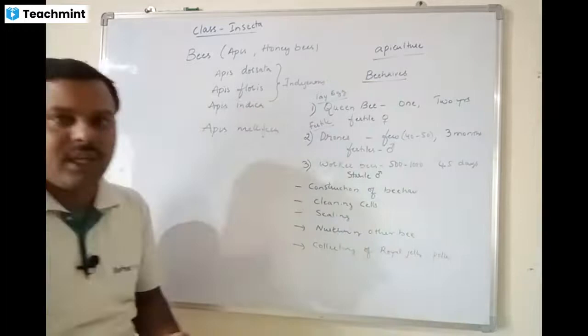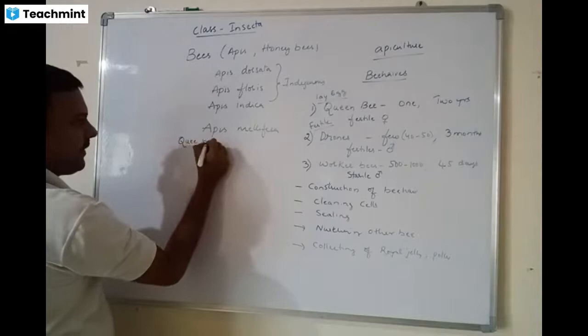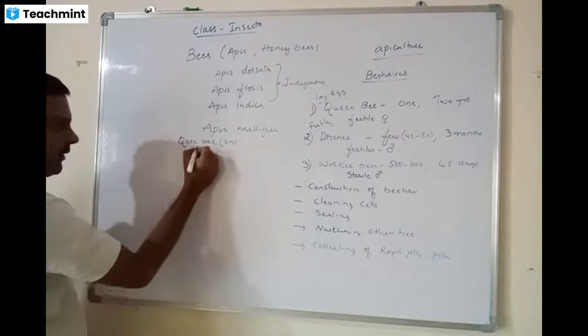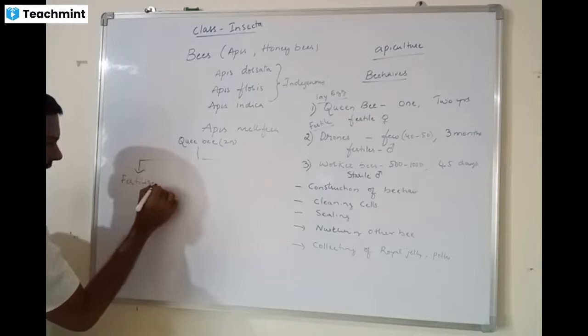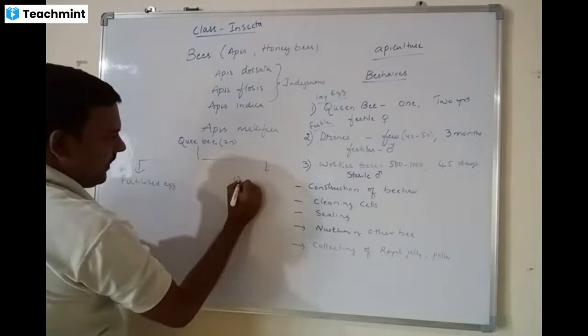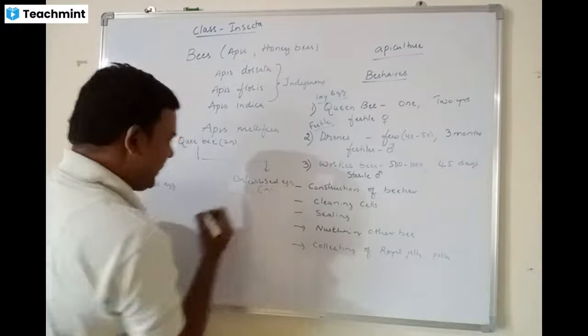Now the queen bee lays eggs. The genetic condition is diploid here. She lays two types of eggs: fertilized eggs, and unfertilized eggs. Unfertilized means it is not fused with the male gametes. Unfertilized eggs are haploid in condition, whereas fertilized eggs are diploid in condition.